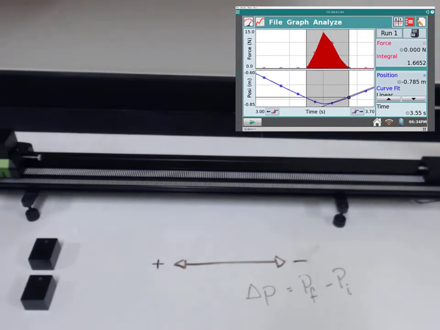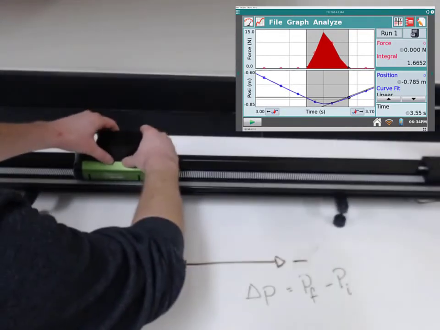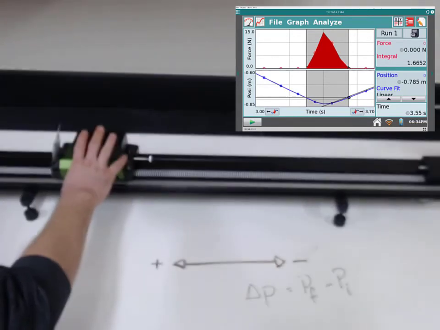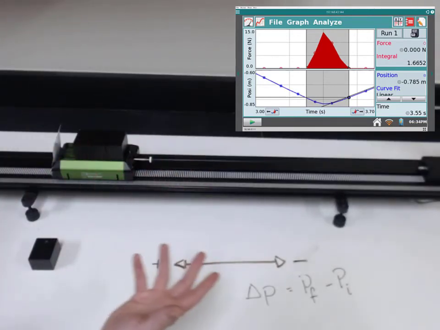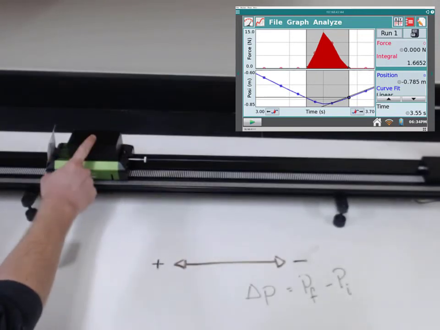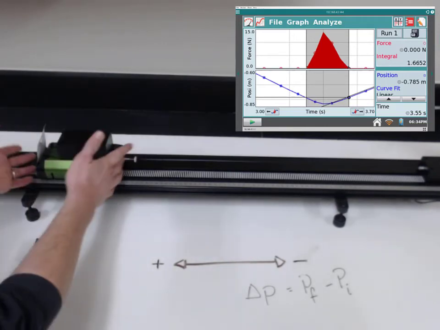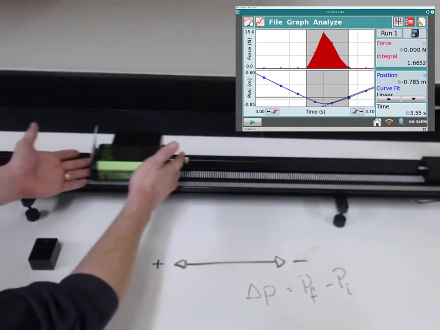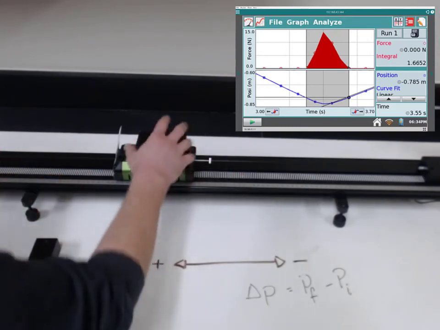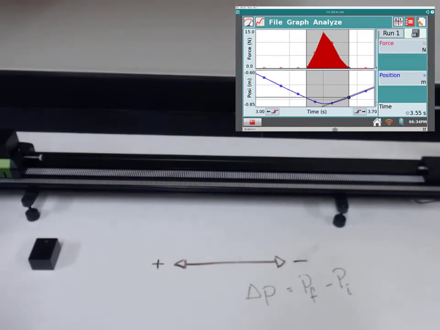All right, it's time for the 4th trial. We're going to add another block. All right, so now we got 3 blocks on top of our cart. So our total mass, when we're looking to calculate the momentum, we got mass of the cart plus the mass of the first block, plus the mass of the second block, plus the mass of the third block. All that mass we got to multiply by our velocity to get the momentum. All right, here we go.